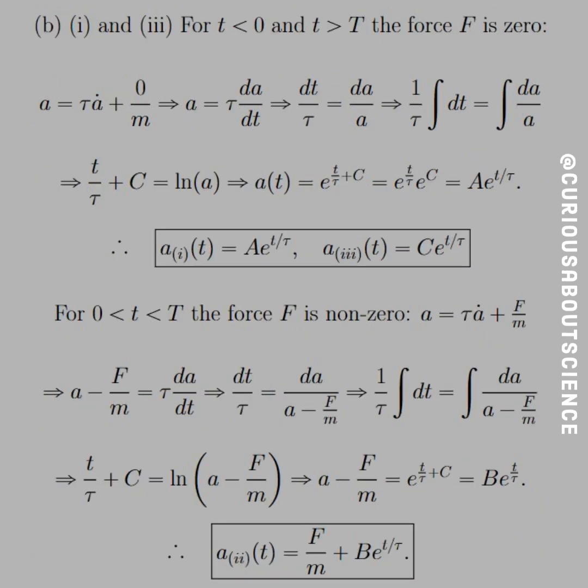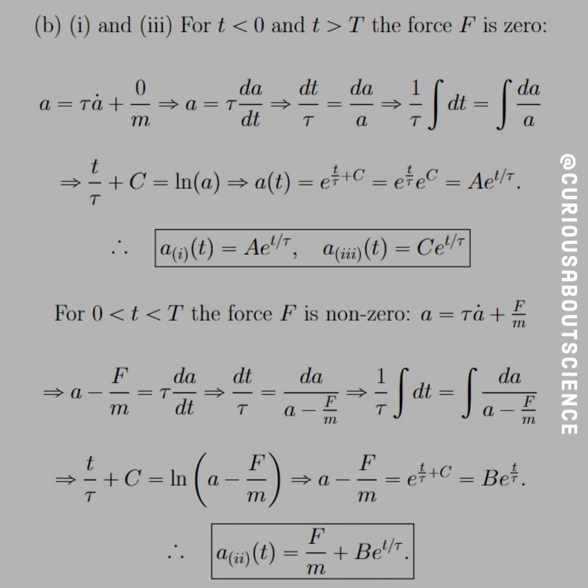Now we get the nasty part to deal with. For regions 1 and 3, for t less than 0 and t greater than big T, the force external is 0. So our equation of motion gets reduced to this, and we can rearrange it such that we get A's on one side and t's on the other, and work our way through separation of variables and integrate across. That's how we get 1 over tau integral dt, and then integral dA over A.